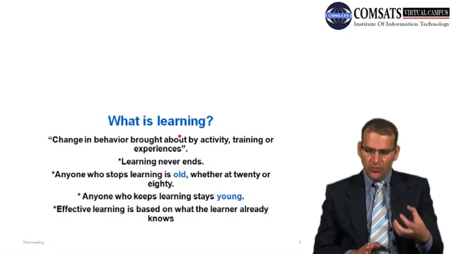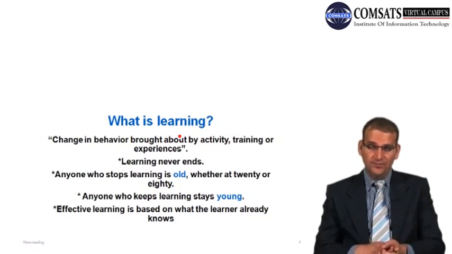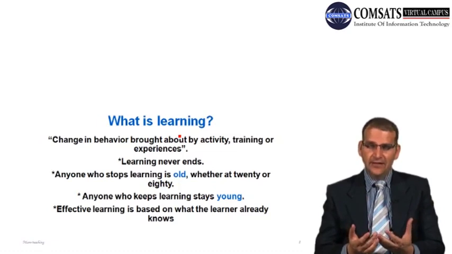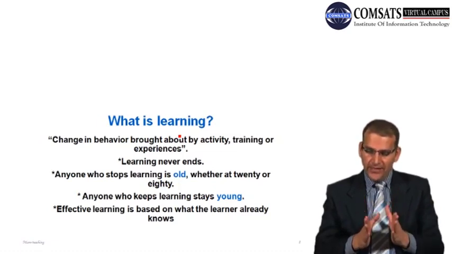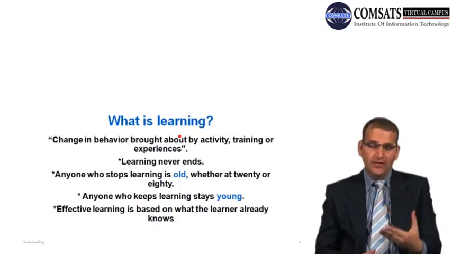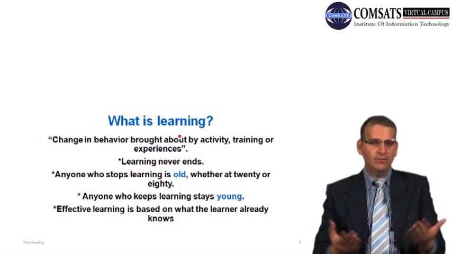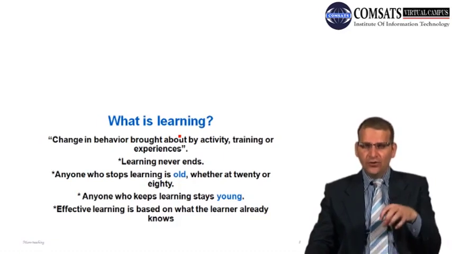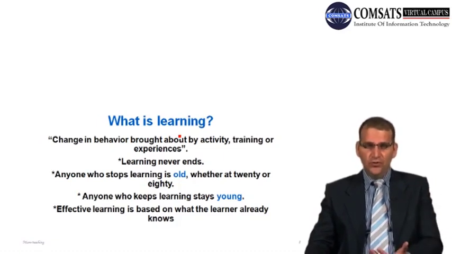Effective learning is based on what the learner already knows. Is that clear? Of course, effective learning is based on what the learner already knows, in fact. Because definitely, if you learn something, you can use that. Sometimes you learn a thing, and when it comes to using that concept, you cannot do that. So maybe the learning is faulty, right?